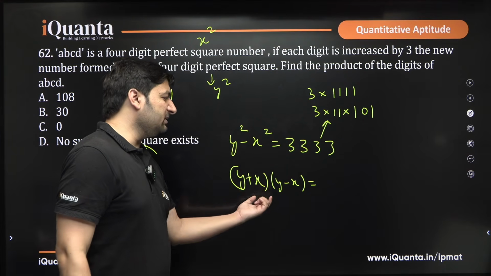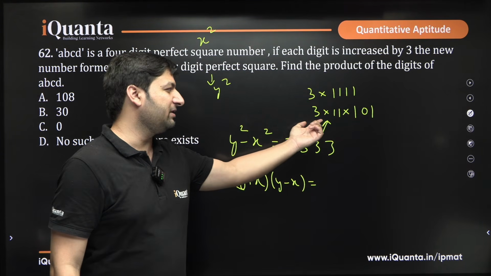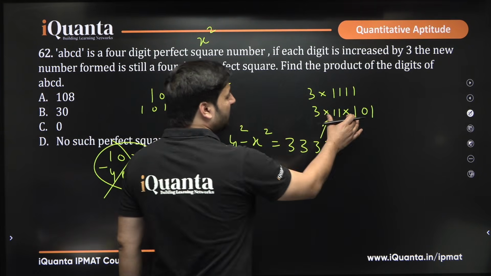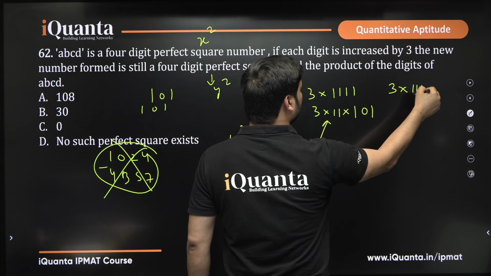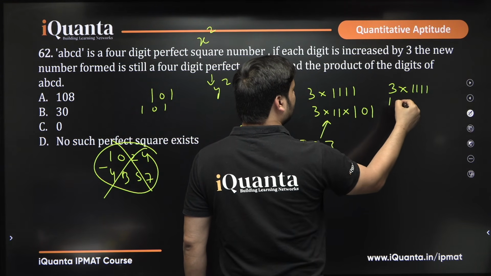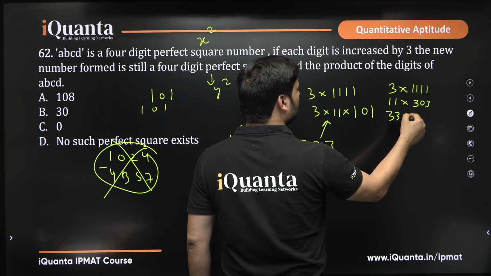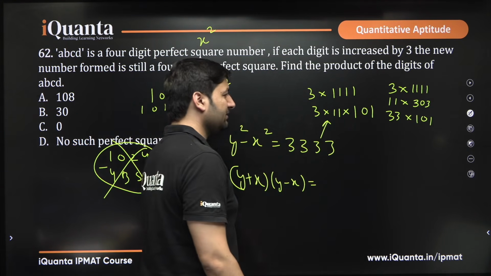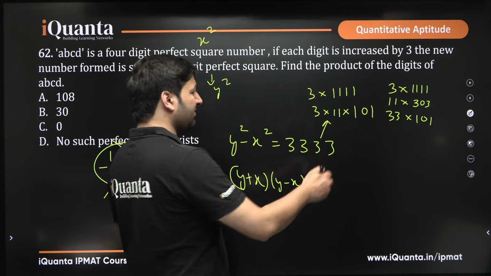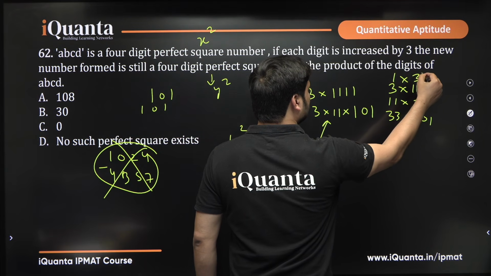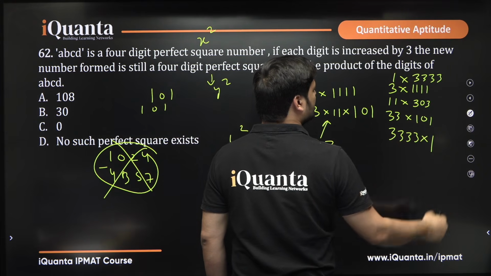Now, there are two numbers that have a product of this. So we do not need 3 numbers over here, this cannot be factorized further. What all pairs are possible? Obviously, 3 into 1111 will be possible, then 11 into 303, then 33 into 101 will be possible. I hope that is clear. And then 1 into 3333 is possible, 3333 into 1 is possible.